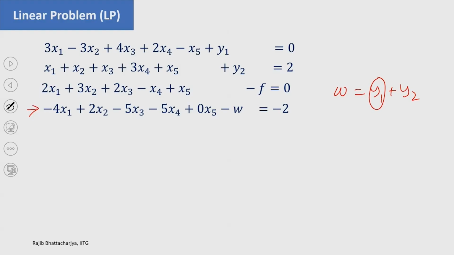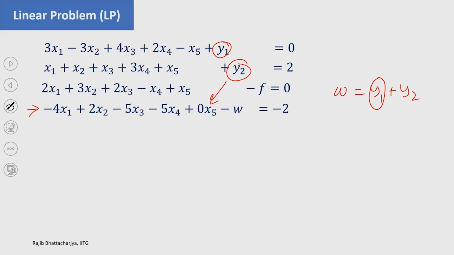So, what I can do, from equation 1, that is the first constraint, I can write what is y 1. So, y 1 I can take on the other side of the equation. So, y 1 equal to minus thrice x 1 plus thrice x 2 minus 4 x 3 minus 4 x 4 plus x 5. So, that is y 1, and similarly I can take what is y 2. This y 1 and y 2 I am writing in terms of x 1, x 2, x 3 and x 4, and that I am putting in the last equation.